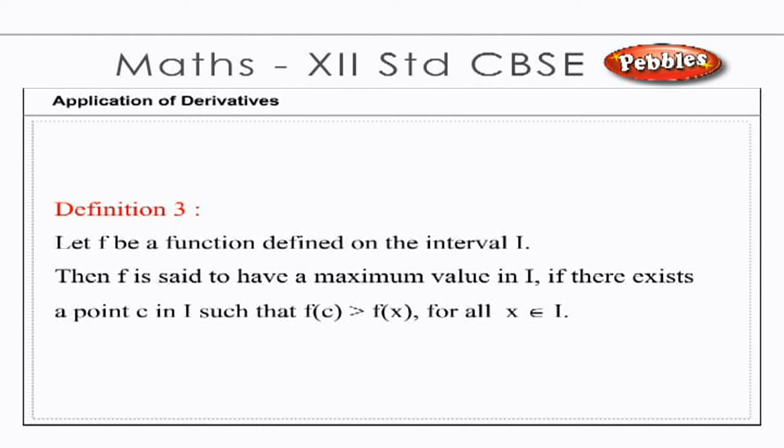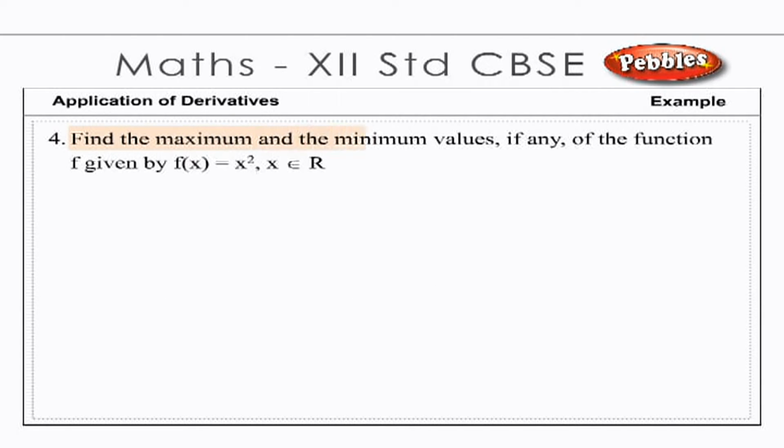Definition 3. Let f be a function defined on the interval I. Then f is said to have a maximum value in I if there exists a point c in I such that f of c is greater than f of x for all x belonging to I.